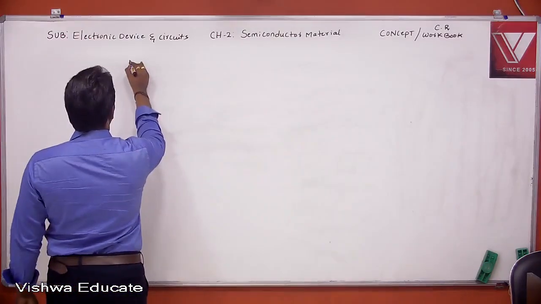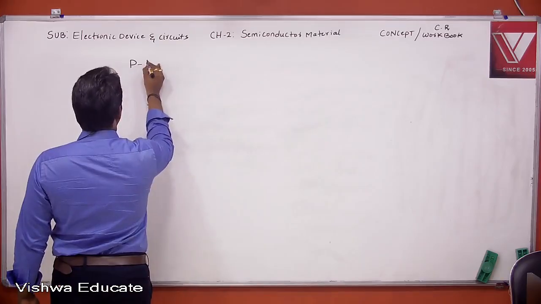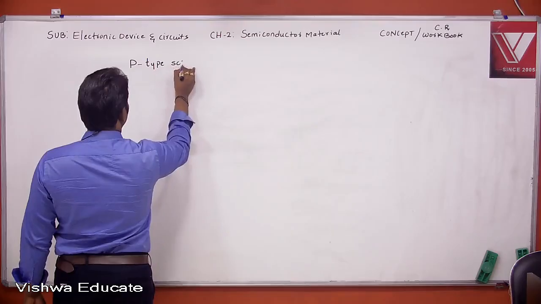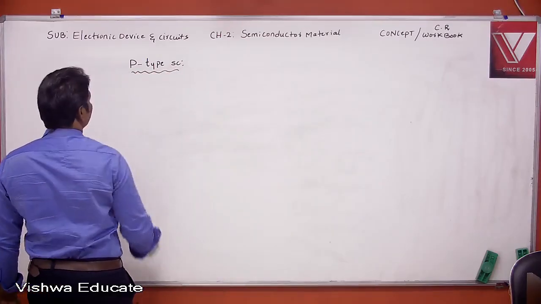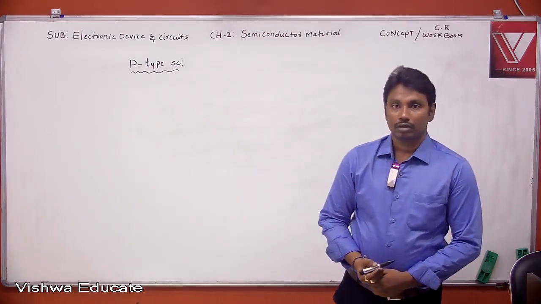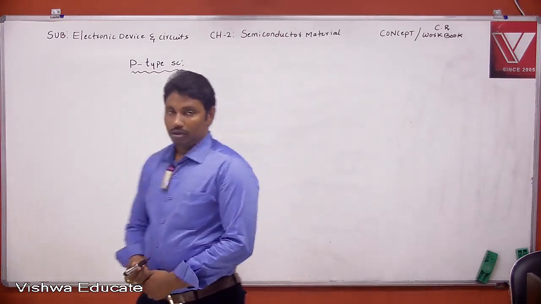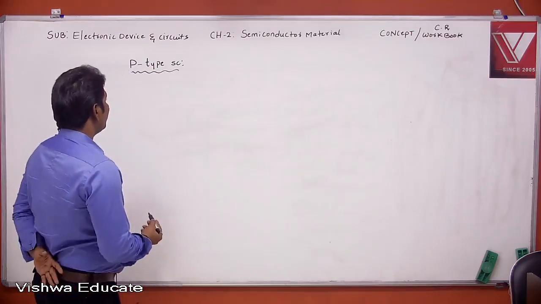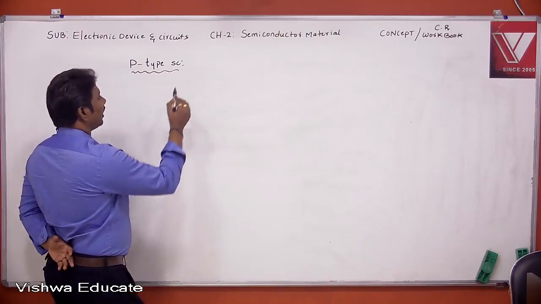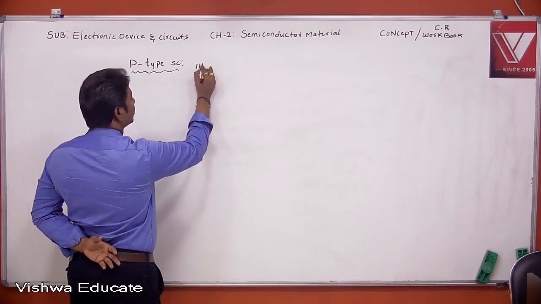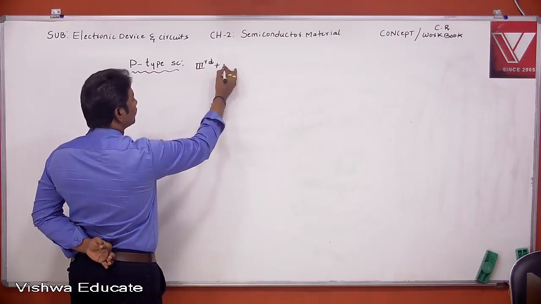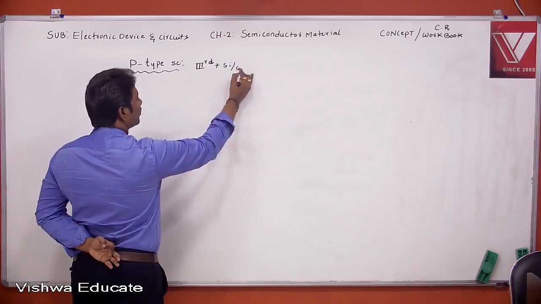Next topic. Another classification of extrinsic semiconductor, that is P-type. N-type is completed. The next topic is P-type semiconductor. So now, see, this P-type semiconductor is formed actually by adding trivalent impurities, which are nothing but third group elements, to the pure form of semiconductor like silicon or germanium.